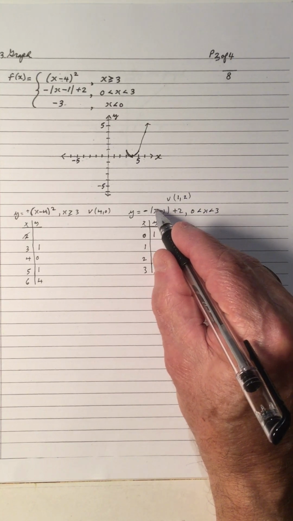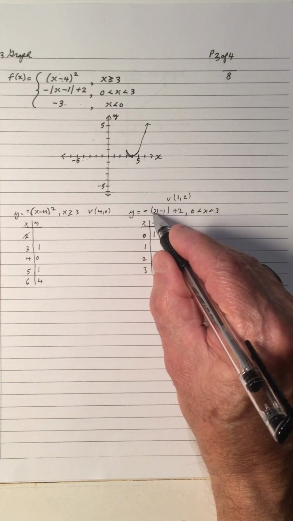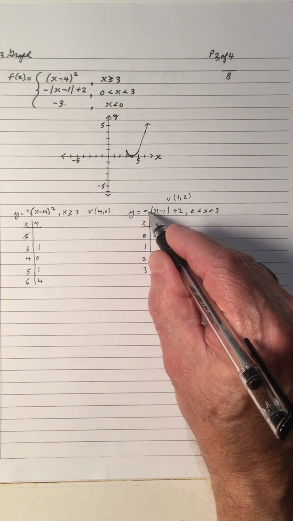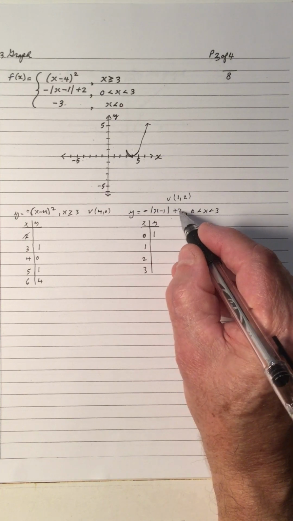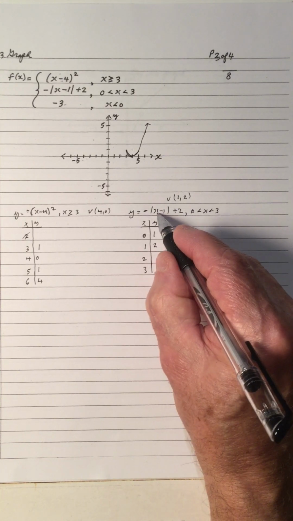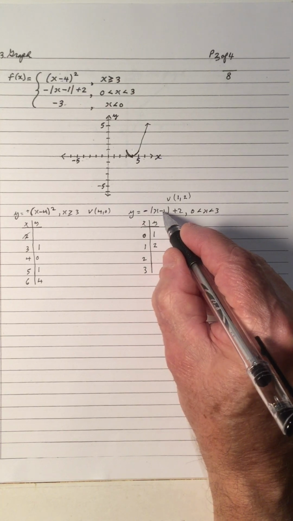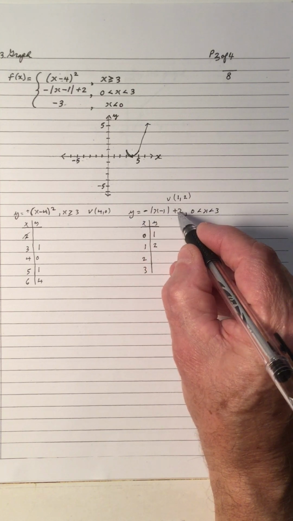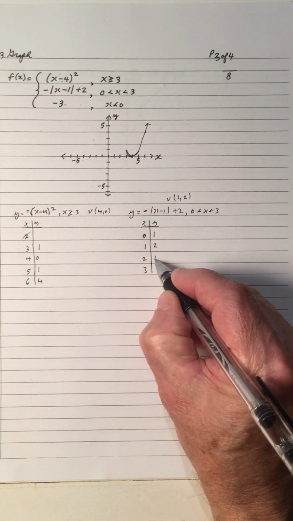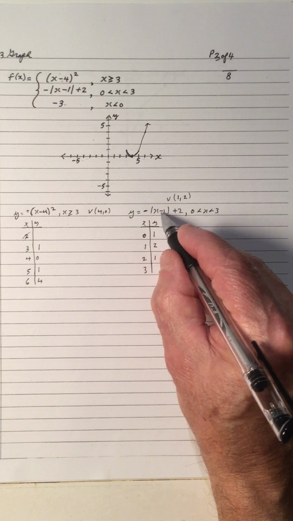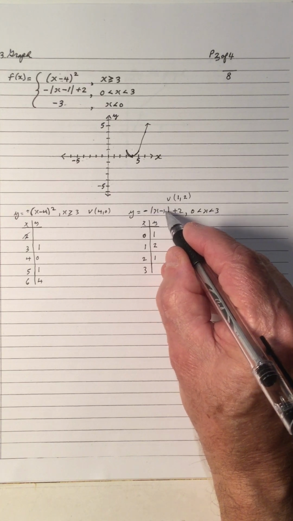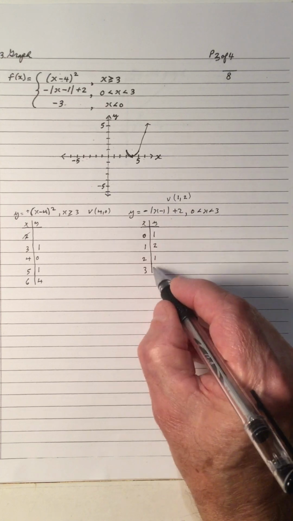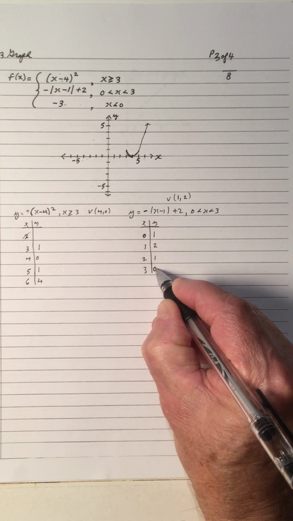Put a 1 in here, we get a 0. Absolute value of 0 is 0. Negative 0, no such thing as negative 0. 0 can't be negative, so 0 plus 2 is a 2. We put 2 in. 2 gives us a 1. Absolute value of 1 is 1. We get a negative 1 plus 2 is 1. Put a 3 in. We get a 2. Absolute value of 2 is 2. And negative 2 plus 2 is a 0.